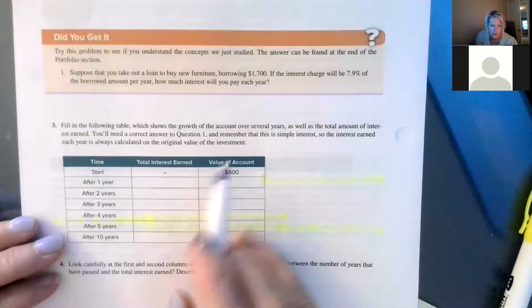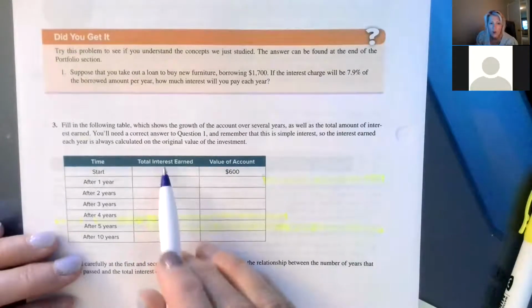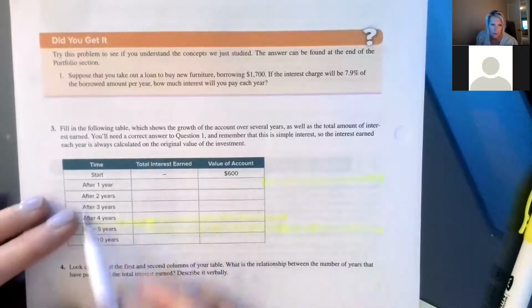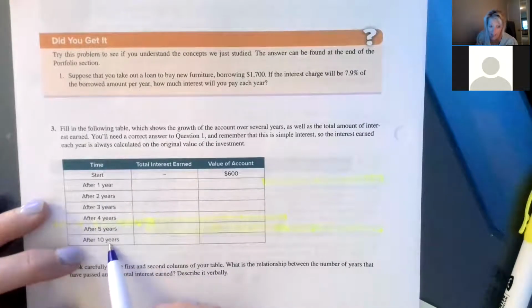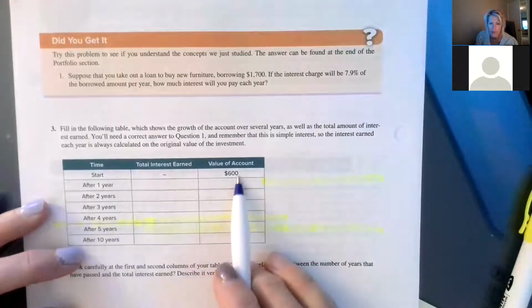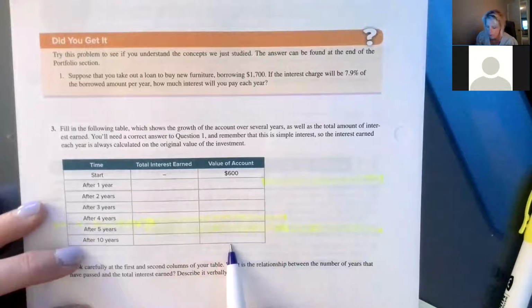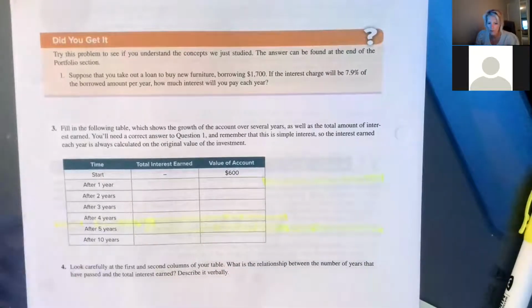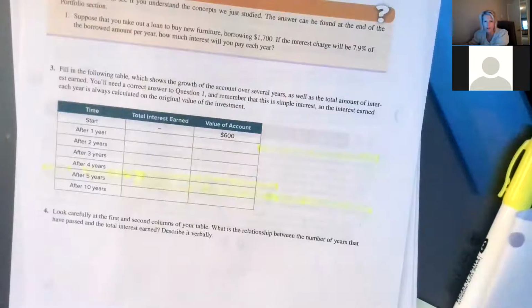And it's simple interest. So remember, this column here is the total interest earned after 1, 2, 3, 4, 5, and 10 years. So it skips. And then this is the total value in the account after those years. So I'm going to let everybody get working on that.